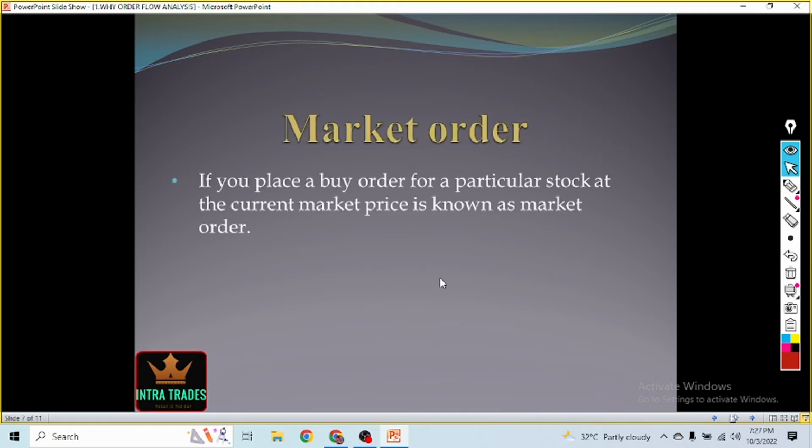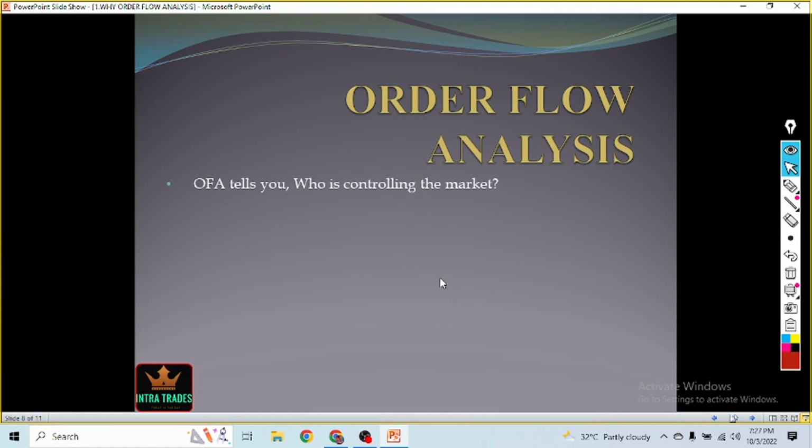So now let's get into the benefits of order flow analysis. When you start using order flow analysis, when the market opens, you can identify who is starting to control the market at the open, whether it might be buyers or sellers. You can find it at the open of the market. That means by 9:15, 9:20 itself, you can identify whether there are more buyers or more sellers.